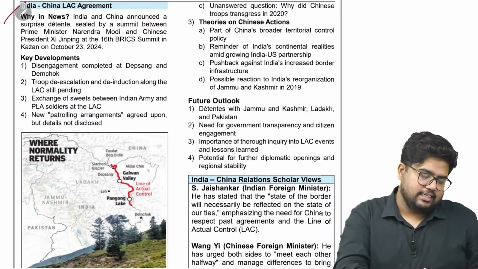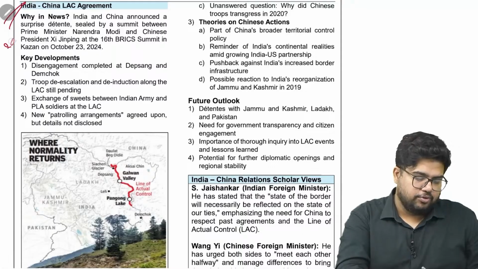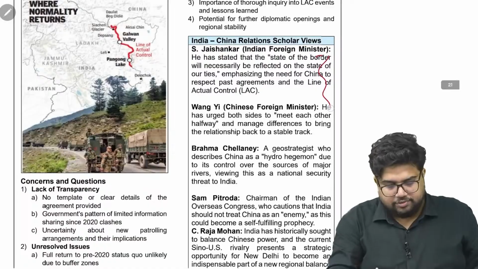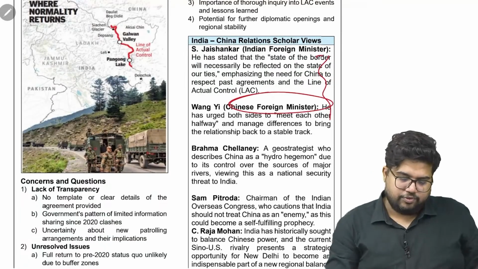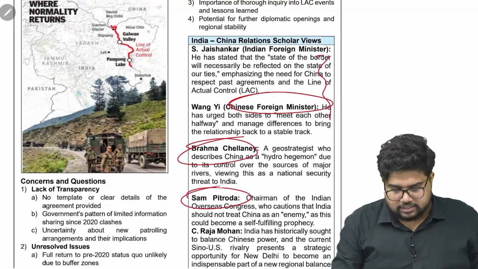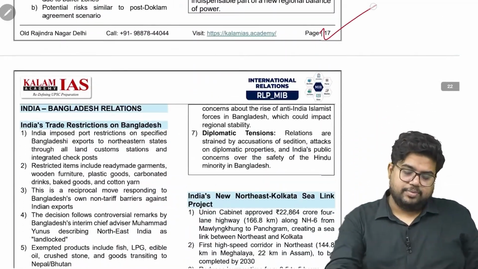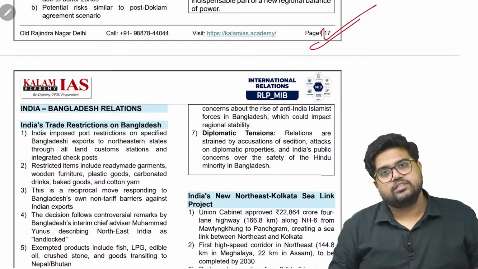India-China LAC agreement, this is what happened in 2024. So you can go through the details here, some of the scholar views, what the Chinese foreign minister is saying, some of the scholars, Sam Pitroda, Siraj Mohan, all these people, what they are saying is being given here. You can go through this.